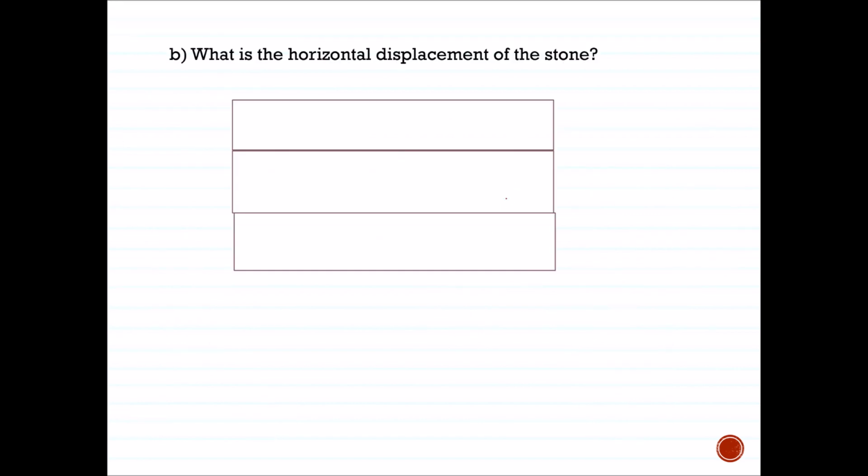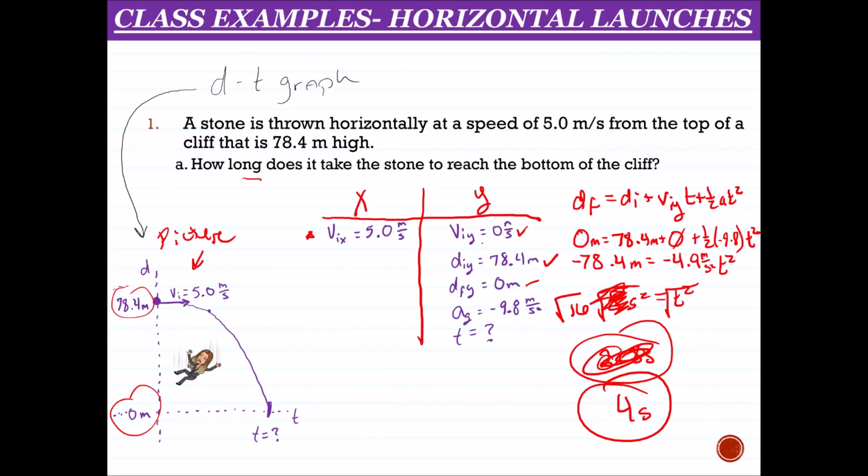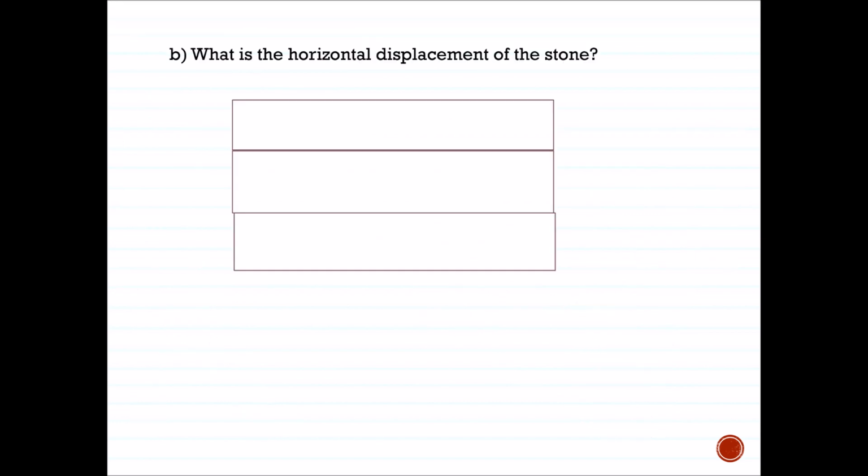What is the horizontal displacement of the stone? Okay, so remember, the time is used for both the x and the y direction. So now we know time in the x direction as well. It's for both. So we know the time is 4 seconds to fall and hit the ground. So if the initial velocity in the x is 5 and it moves for 4 seconds, then our displacement or range is 20.